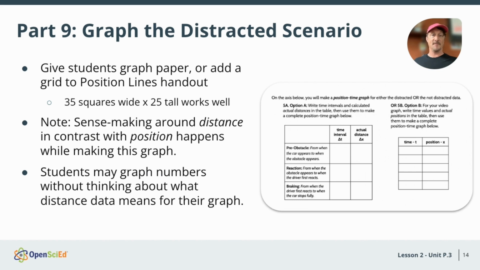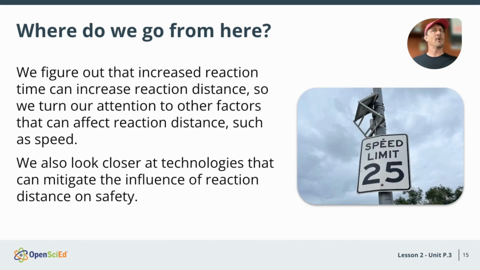Students who aren't thinking about it will likely just graph the distance the car went and the time intervals, just put numbers down on the graph. They will get a graph that doesn't make a lot of sense. And I'd argue that's a great opportunity to help them really understand reference frames in our work with motion longer term.